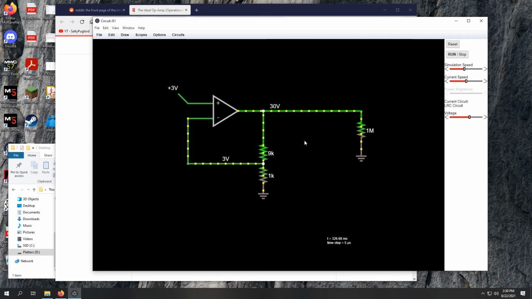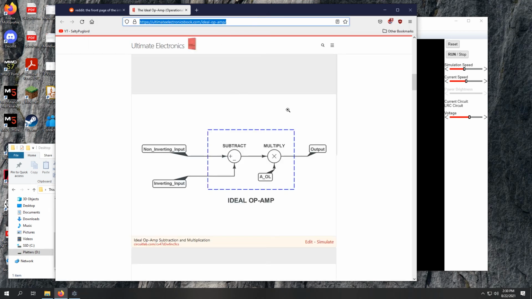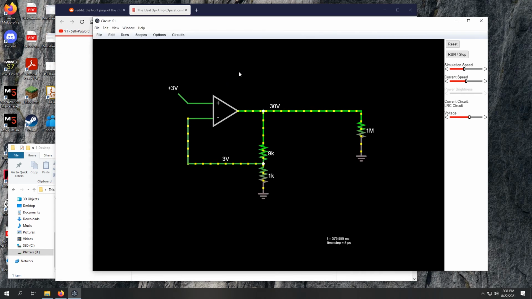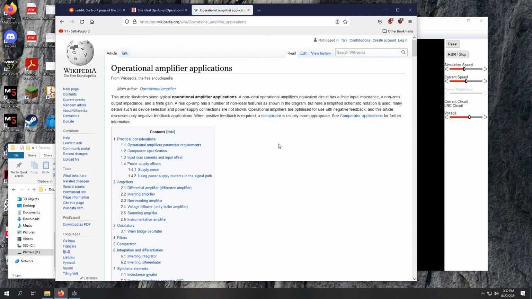So op-amps are a very powerful thing. I think they're very misunderstood, and I think they're often taught badly. But if you want to get an idea of how to think about op-amps, this is the model you need to think of in your head. Now, if you'd like to see some more things that op-amps can do, let me show you the Wikipedia page on op-amp applications. I will also drop this page in the description.